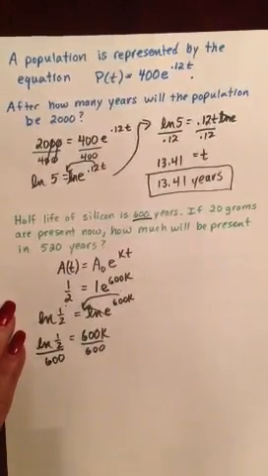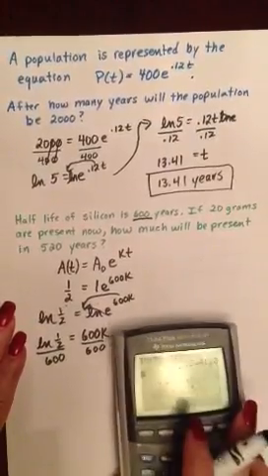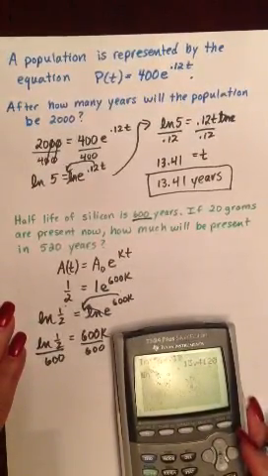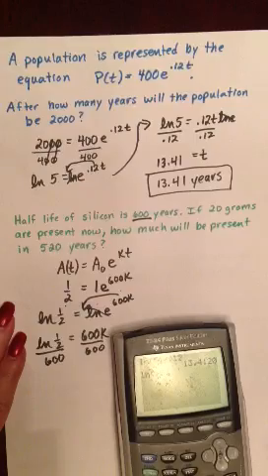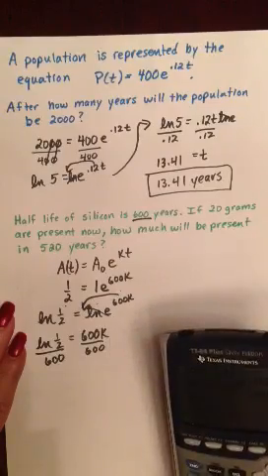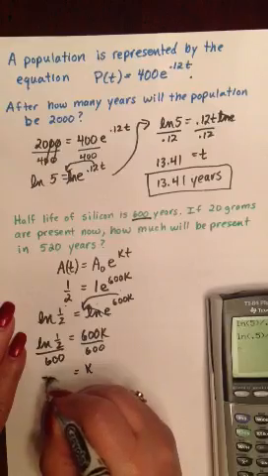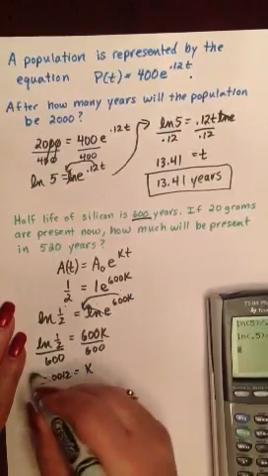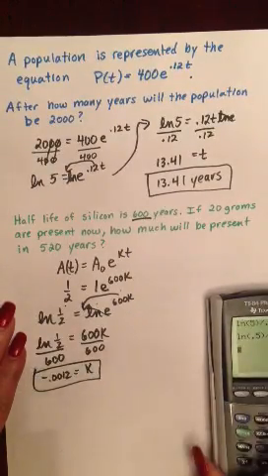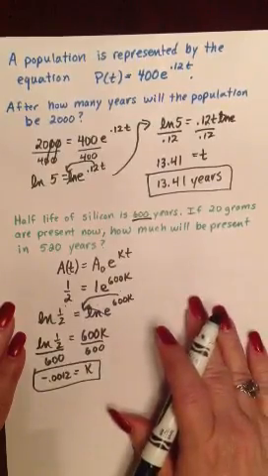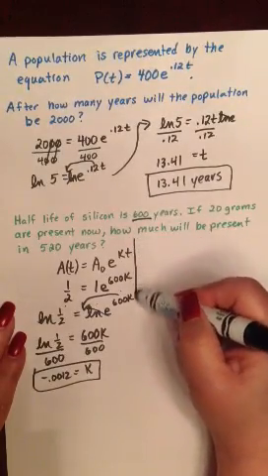Let me make sure we can still see. Yeah, we're good. All right, so in my calculator, I just type in natural log of 0.5, divided by 600. So I get a negative 0.0012. k is equal to negative 0.0012. I need that to finally figure out my answer to the question they asked me.